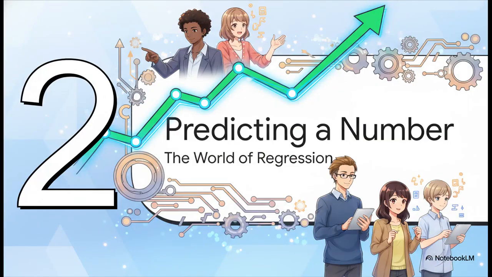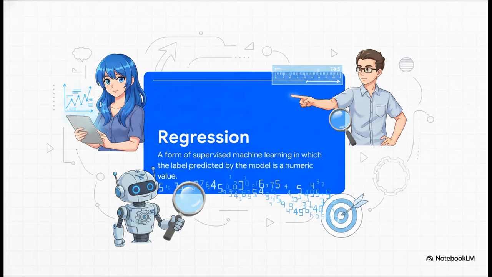So if your goal, your answer key, is all about predicting a number, welcome to the world of regression. All you really need to remember about regression is that it's for predicting a specific numeric value. You're not trying to put something in a box. You're trying to land on a number. How much? How many? How hot? It's basically like having your own personal crystal ball for numbers.